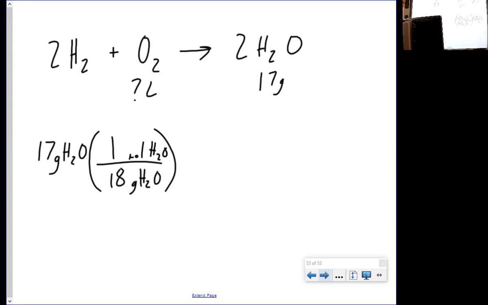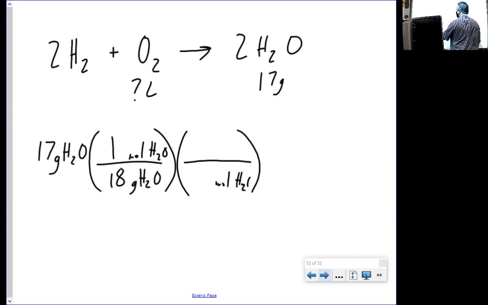I don't want moles of water. Let's keep on rocking and rolling. This is the only thing that's different. I put those on the bottom. I do want liters, but I don't want liters of water. You want liters of oxygen. So I got to go from moles of water to what of oxygen? Moles of oxygen.